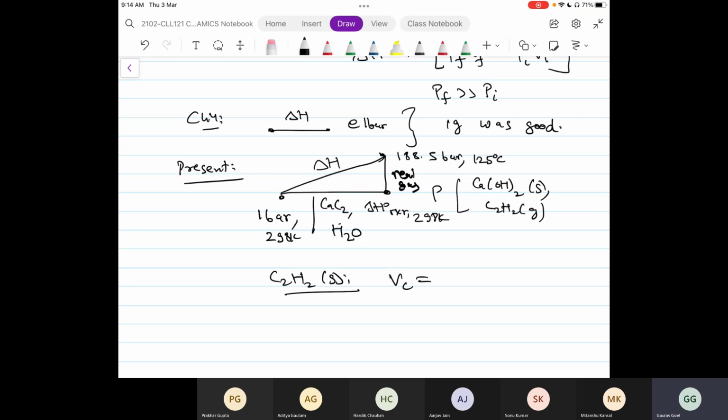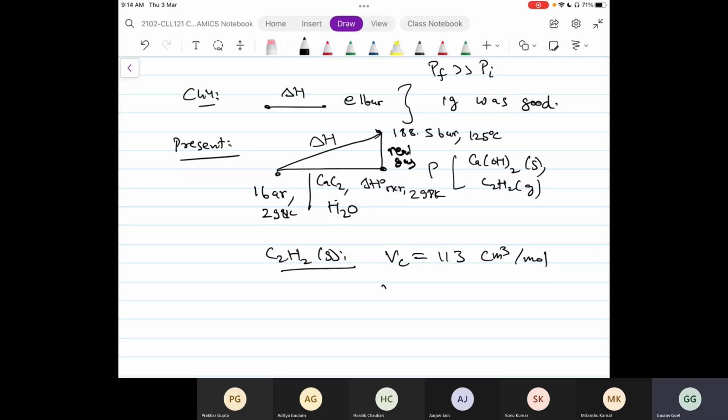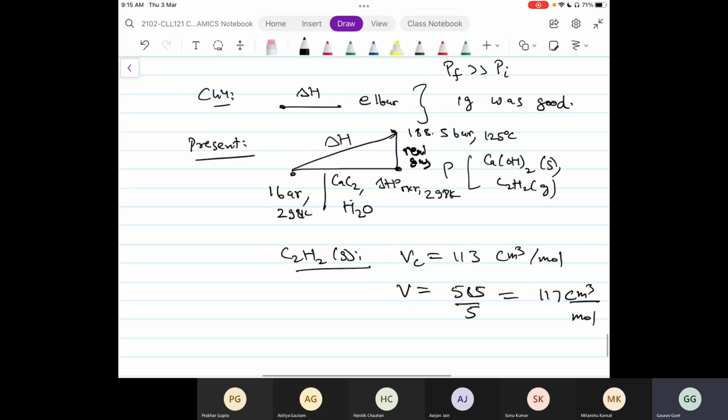So this is from the appendix in the book for acetylene gas. The critical volume is 113 centimeter cube per mole. In the present case, this is the volume available to the gas. You can do the stoichiometry. 5 moles of acetylene gas are formed. So from there, you can tell that in the final state, the specific volume of acetylene gas is 117, which is very close to Vc. So that means this particular state point is close to Pc, Tc.